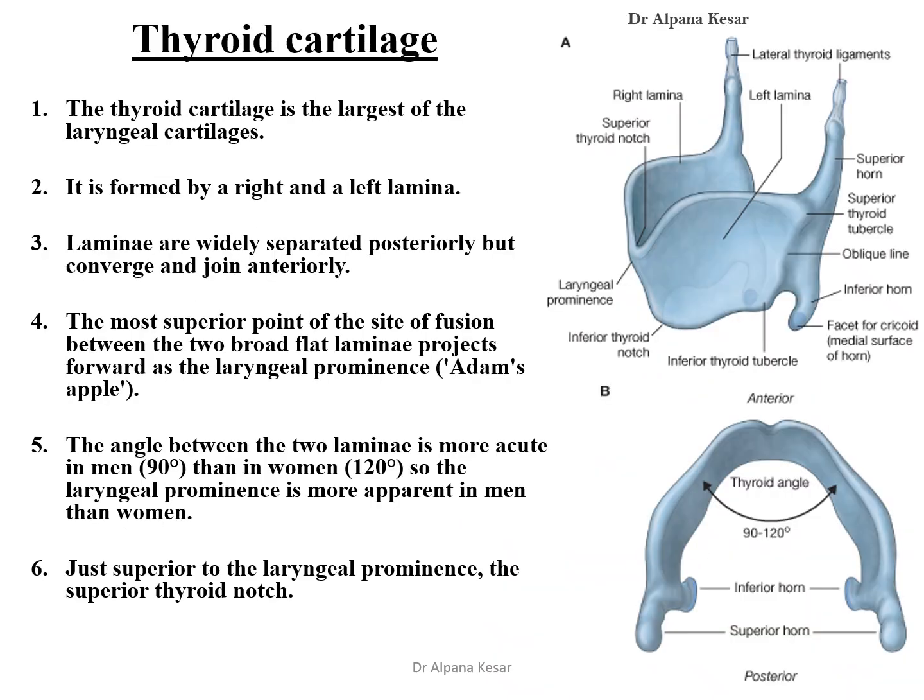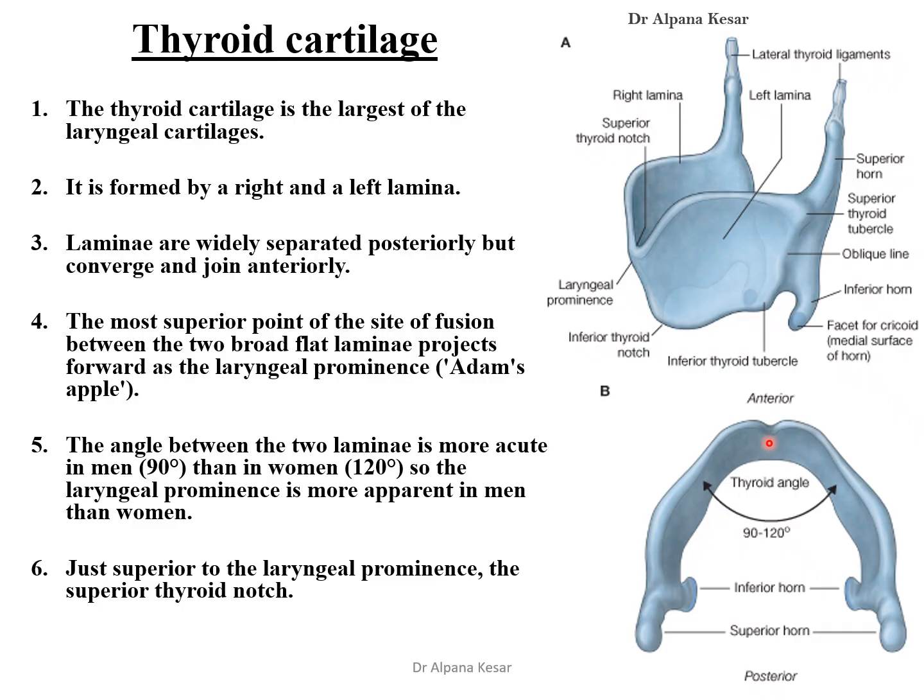Thyroid cartilage is the largest of all the laryngeal cartilages. It is formed by right and left lamina. The two lamina are widely separated posteriorly. Anteriorly, they converge and join each other. The most superior point at the site of fusion of the two lamina is called laryngeal prominence or Adam's apple. Just above Adam's apple is present a notch which is known as superior thyroid notch.